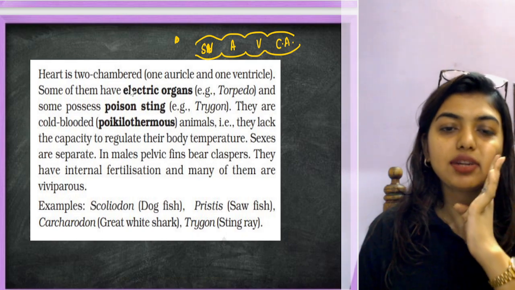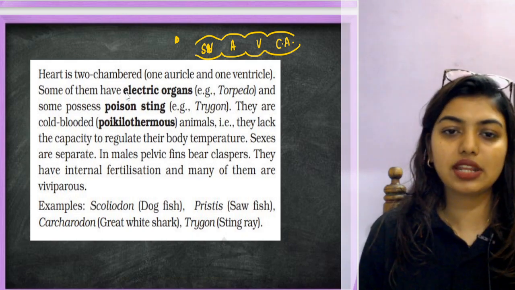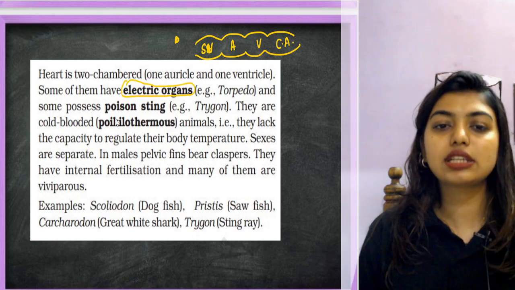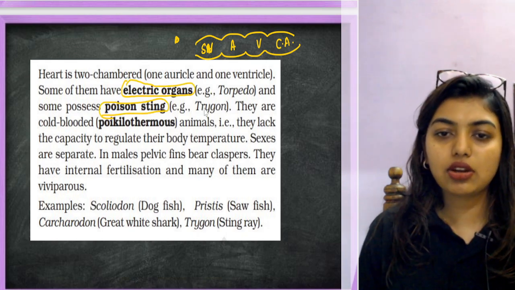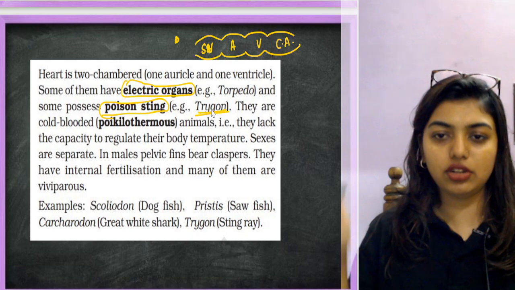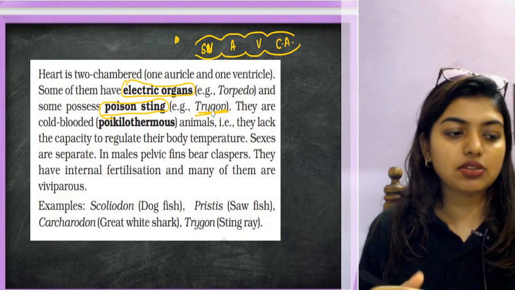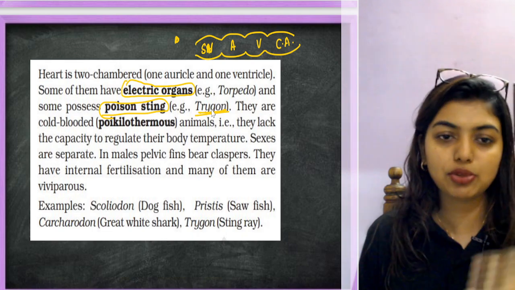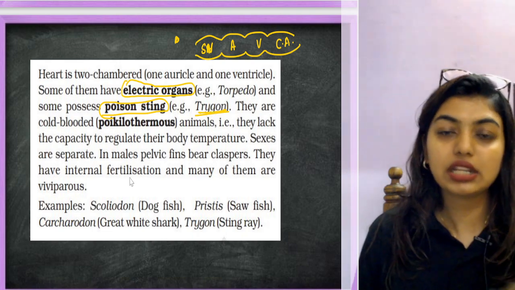Two chambers. Some of them have electric organs. This is very important. Some of the cartilaginous fishes have electric organs, and some possess a poisonous sting, like your Trygon. All of you have seen Trygon like this. That one has a poisonous sting. That's why people tell you don't touch it. Even though it looks very different, you have a tendency to touch it. Don't touch it, because they'll immediately sting, and they are deadly.